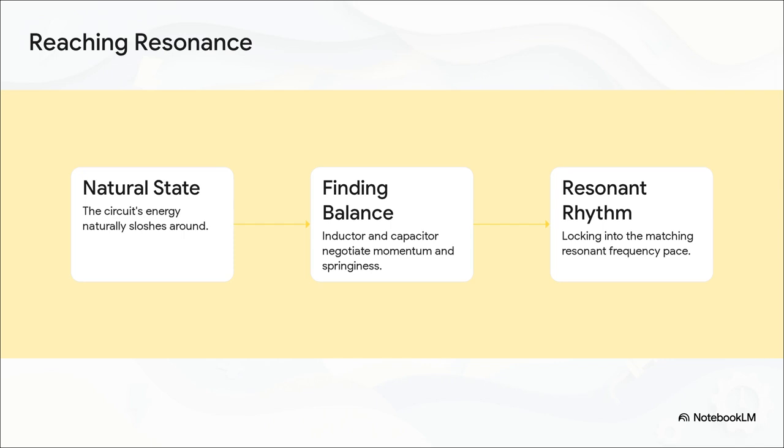We can actually break down that daunting quadratic equation into 3 really calm steps. First, the circuit is given some energy, and its natural state is just to let that energy slosh around. Second, the inductor and capacitor negotiate a balance between momentum and springiness. Third, they lock into a specific rhythm where they perfectly match each other's pace. That rhythm is the resonant frequency, often written as omega naught equals 1 over the square root of L times C. It's incredibly simple. It's just the pure, natural heartbeat of those two components combined.